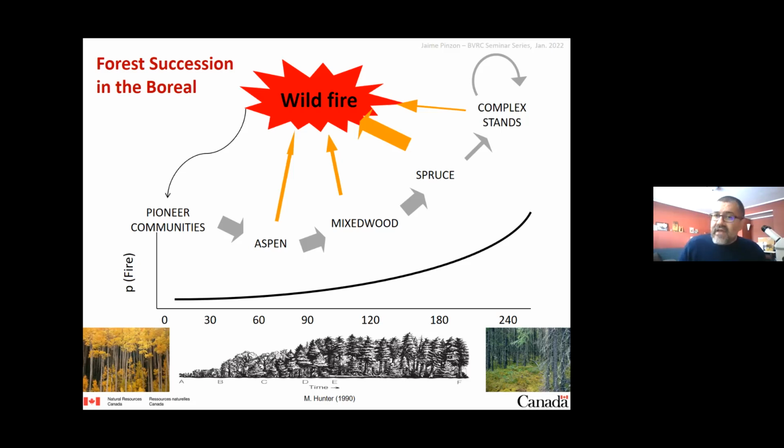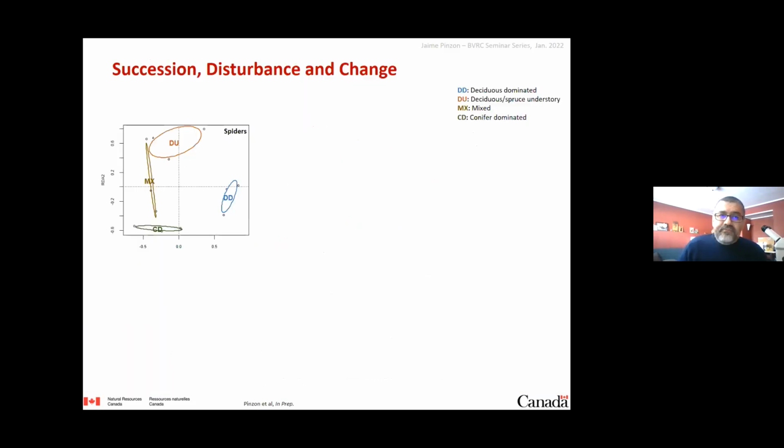And of course, wildfire can reset the system at any point of the succession, with older stands being more prone to burn. So when we think about these different cover types, we can start thinking about how species composition changes over time depending on these cover types. So here I'm showing an ordination plot. For those who are not very familiar with these, each point in there represents a site, and two sites that are close to each other means that the species composition of those two sites is similar, whereas two sites that are far apart from each other means that the species compositions are very different.